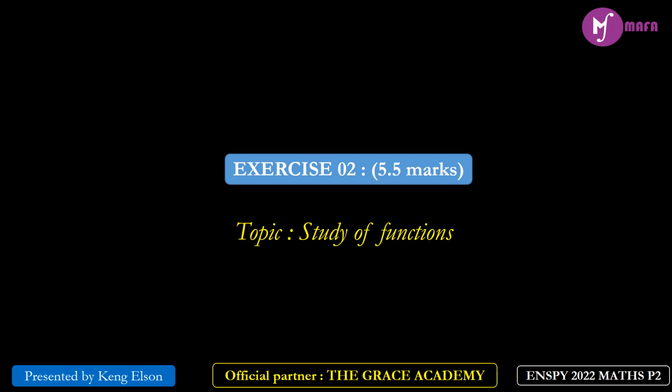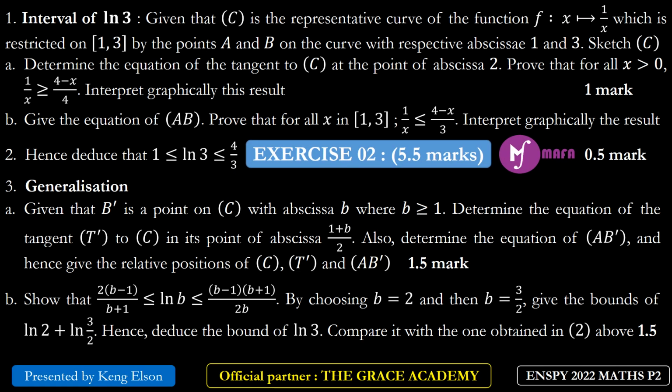Alright, so exercise 2 in general was allocated 5.5 points, and it was basically about the study of functions. So the exercise reads: given that C is a representative curve of the function f of x equals 1 over x, which is restricted on the interval 1 to 3 by the points A and B on the curve with respective abscissa 1 and 3. Sketch C.